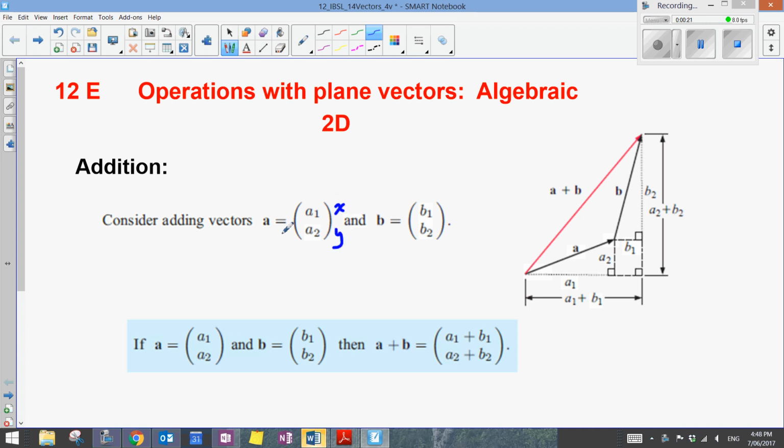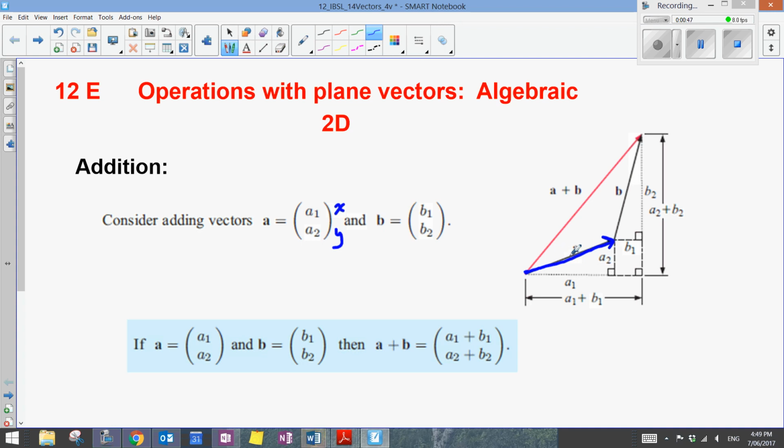So we have vector A, which is given to you as x direction is A1. If you notice this first vector, here's vector A. The x direction is represented by A1, so we're going A1 units to the right. And then our y direction is represented by A2, so we're going A2 units up. And so we have our beginning and our end representing vector A.